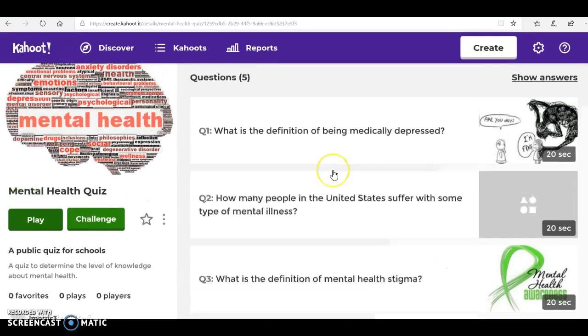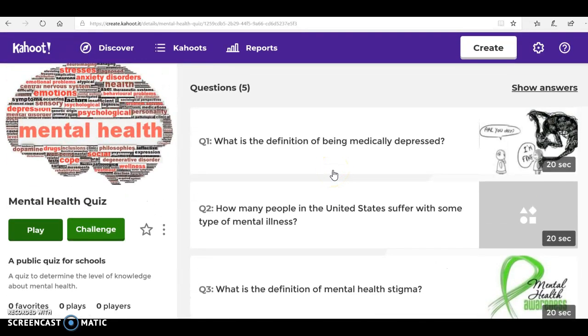The students, on their phones, will pick which answer they think is correct, and then it will pop up. The teacher would hit stop, and then it would pop up with the answer which was correct and the percentage of people that got it correct. And then they can also play it just by themselves if they wanted to.